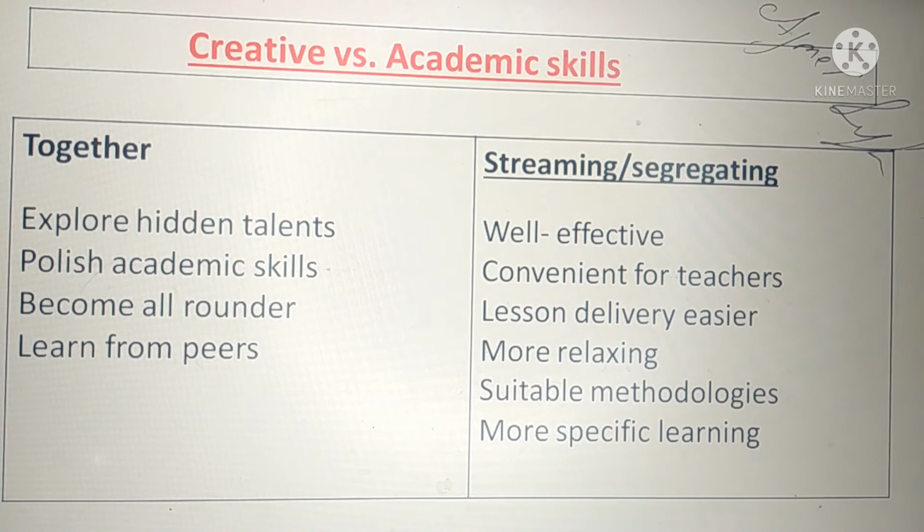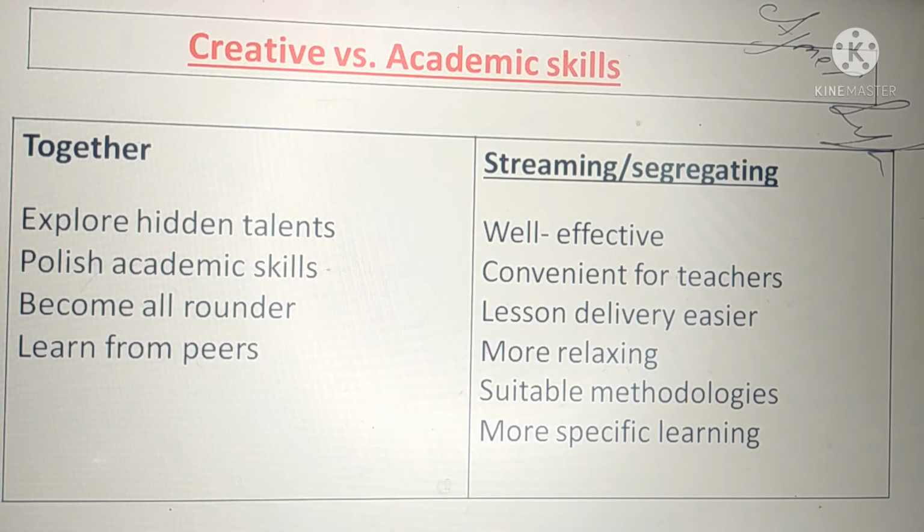For example, in a classroom, if there are students who have good academic ability, and there are some students who are good in creative skills, and both groups are sitting together, they can explore their hidden talents. For example, if there is one student who is quite brilliant in studies, but he is hesitant, quite reluctant to sing or to paint, then by observing those students who have creative skills, he can also get motivated to explore his hidden talents.